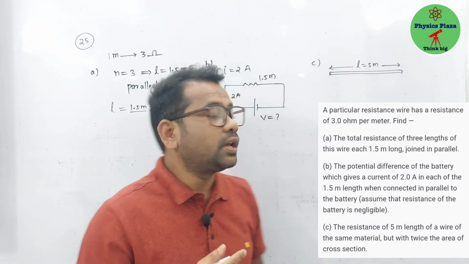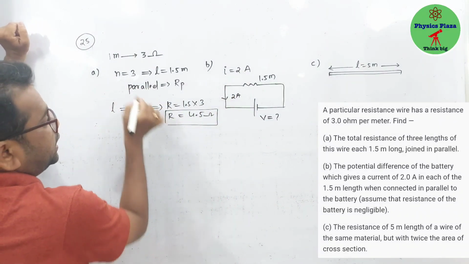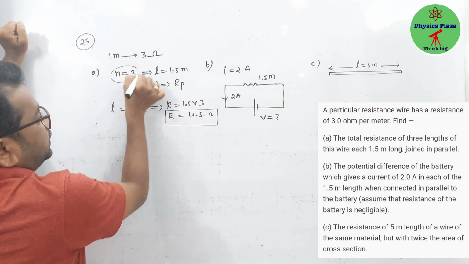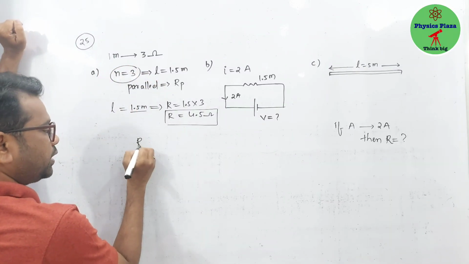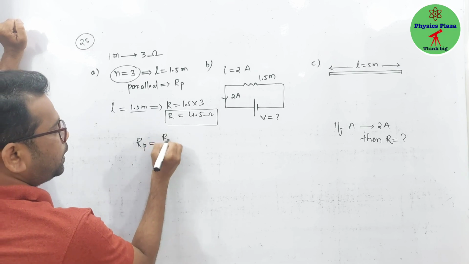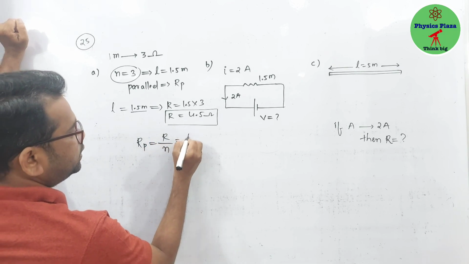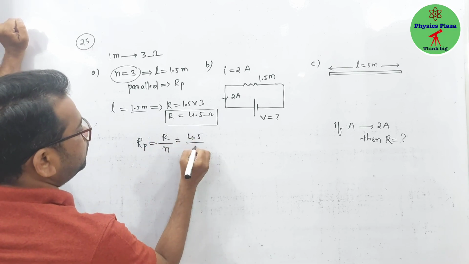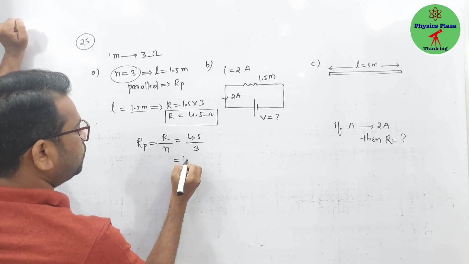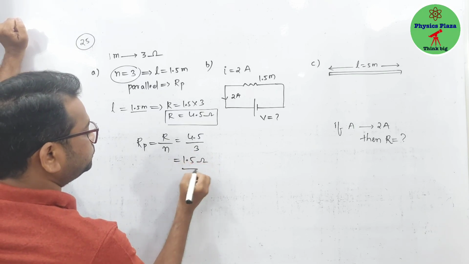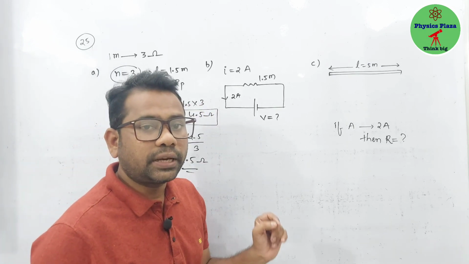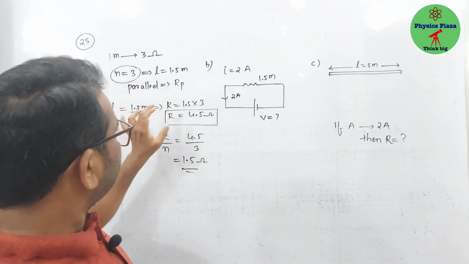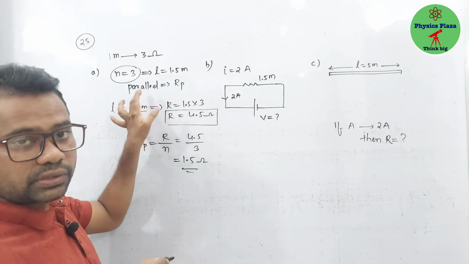Then what is the resultant resistance? How many wires are connected? 3. Resistance of each wire is how much? 4.5. So directly, our formula is Rp is equal to R by N. This will be 4.5 by 3. So this will be 1.5 ohm. Clear? Fine.